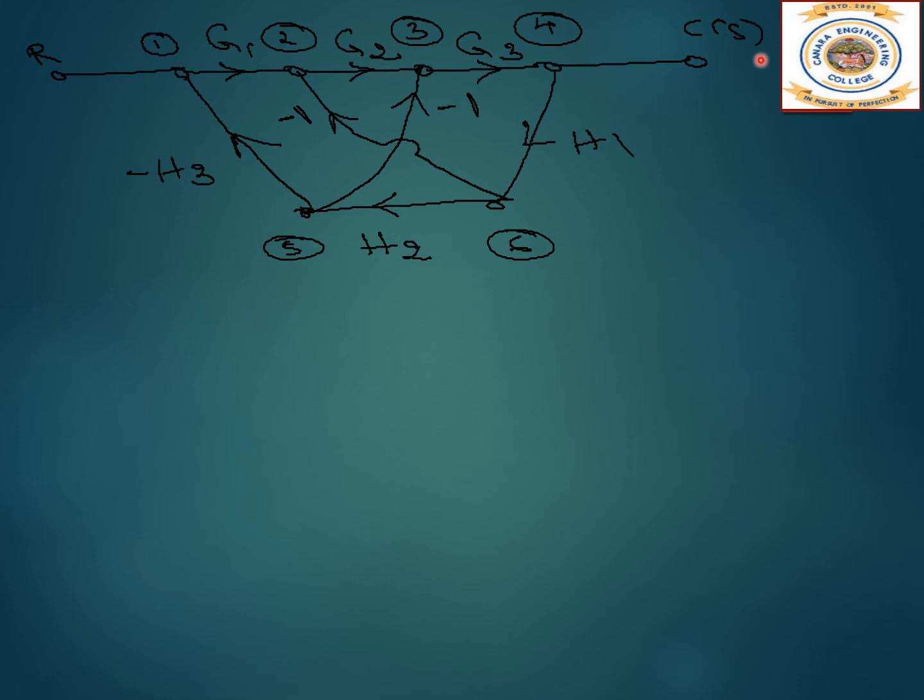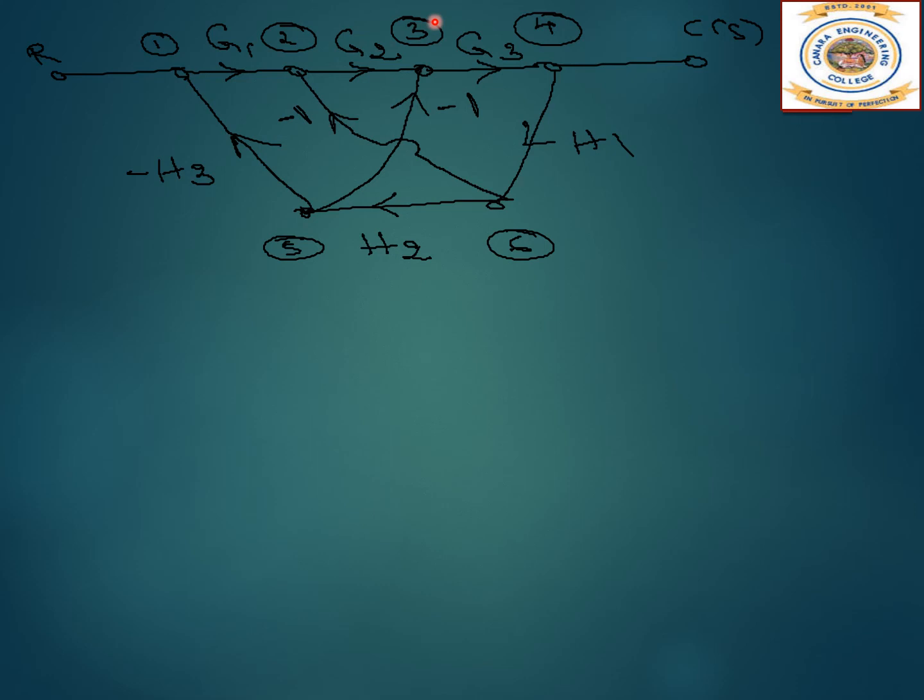How many loops are there? We will check. So here C1 is this: G1, G2, G3, H1, H2, H3. This is one loop. Then next, one more loop we will try to find out now. It is here, see, G2, G3, H1 and minus 1. This is one. One more will be, see here, G3, H1, H2 minus 1. This is one more loop. Is it clear now?